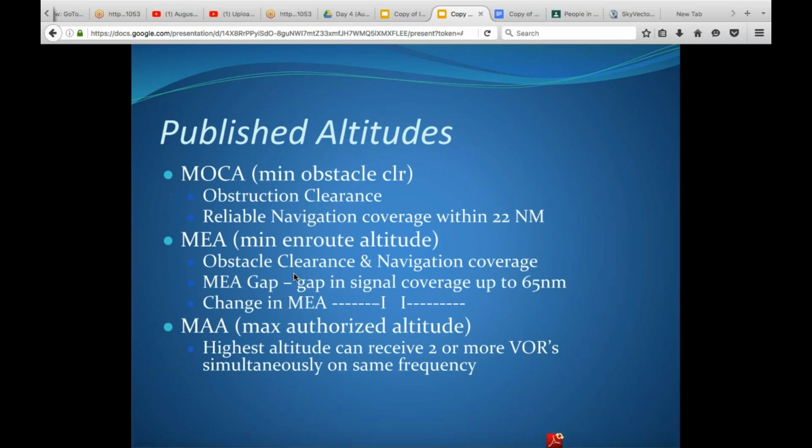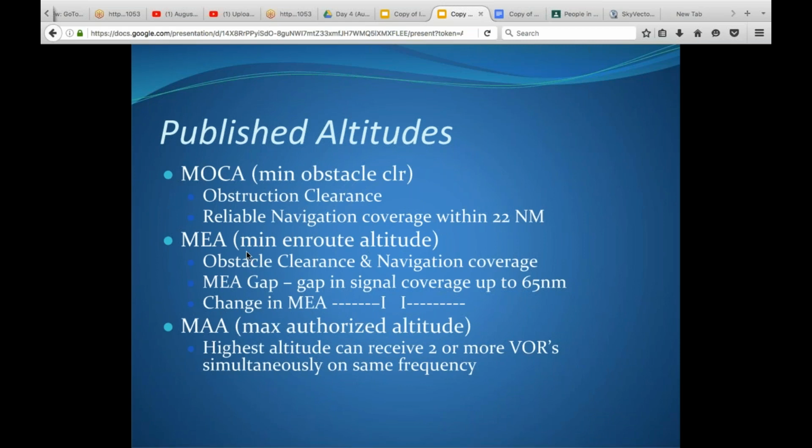So we also have all sorts of different altitudes that we have to abide by when we're flying around here. The MOCA is the minimum obstacle clearance altitude. That's going to provide you with obstacle clearance, and it gives you coverage in that area within 22 miles.